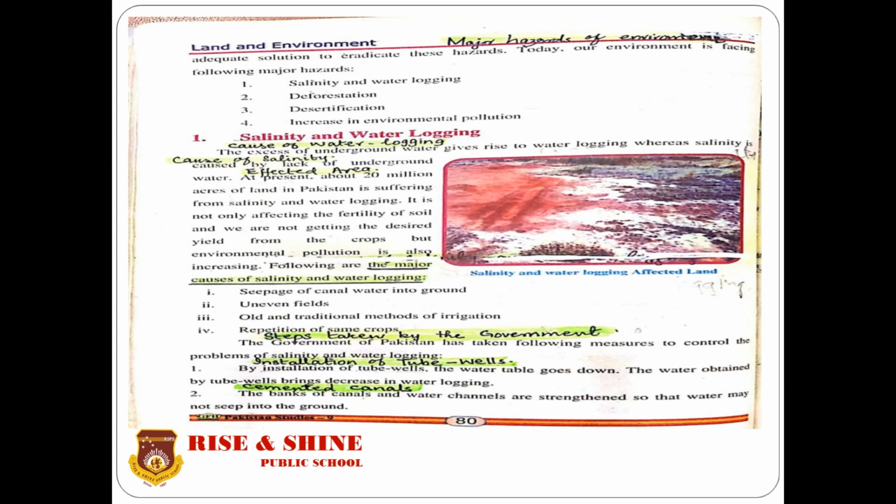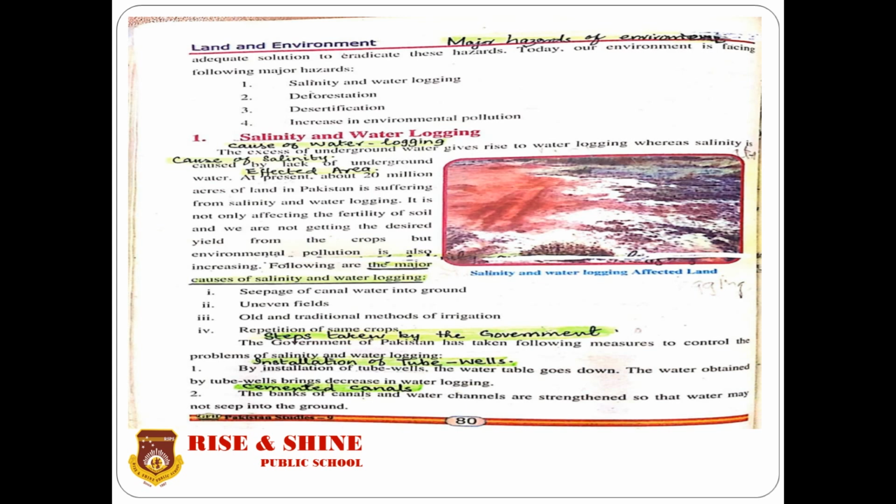Following are the major causes of the salinity and waterlogging. Number 1, seepage of canal water into the ground. The water table increases just because of the absorption of the canal water. Uneven fields. Old and traditional method of irrigation. Repetition of the same crops. These are the causes of salinity and waterlogging.